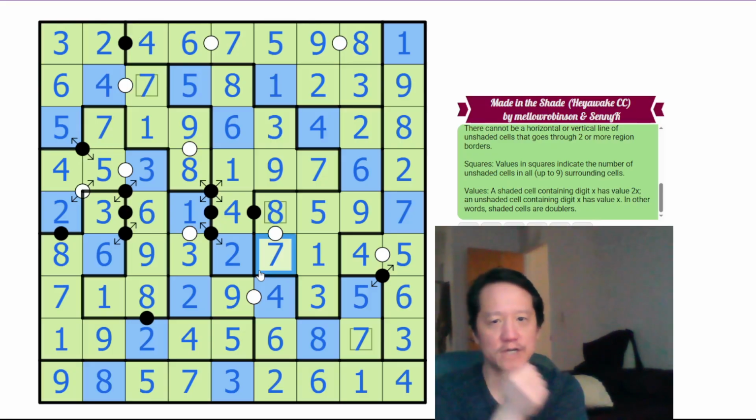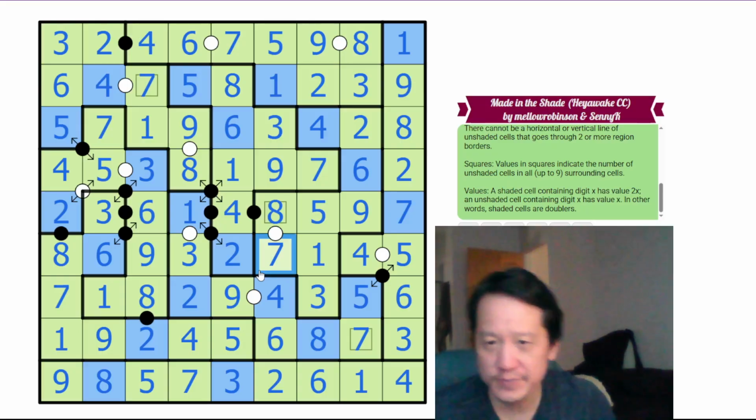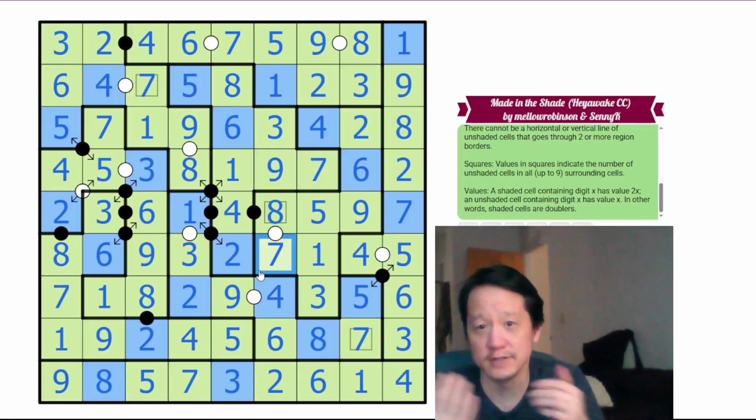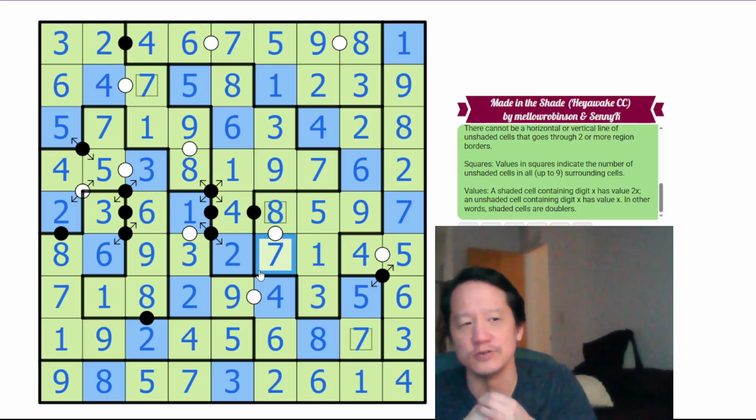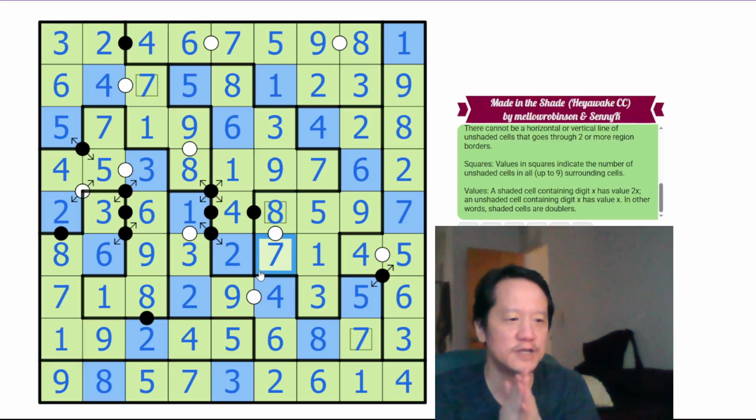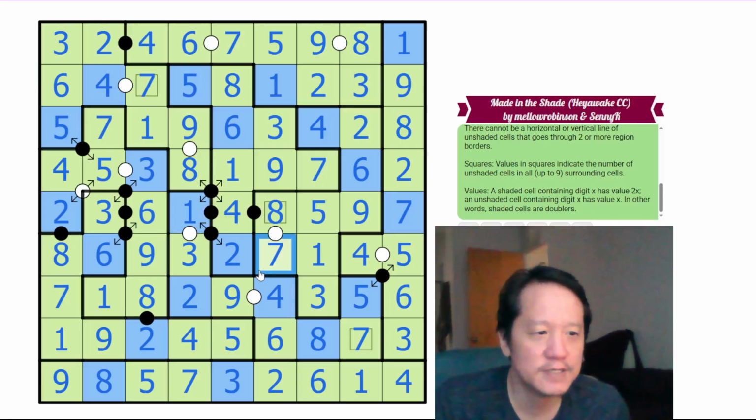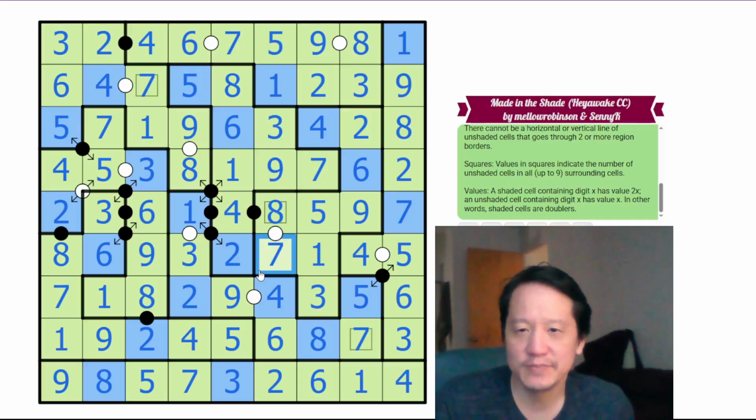Nice job. This was a very well-constructed puzzle. As expected. Mello, Robinson, and Senike do a really good job of constructing their puzzles. I've enjoyed a lot of both of their puzzles. And having them combined made a really good puzzle.